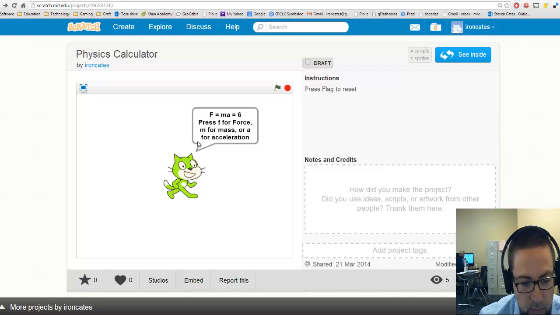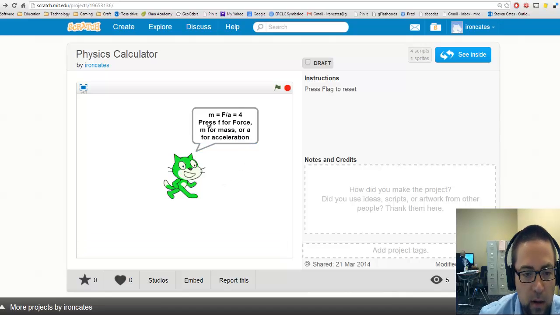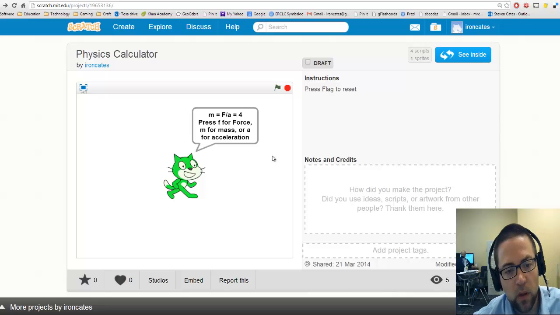And then I could do another thing. So how about this time I'll solve for the mass. So it asks what's the force. So the force will say 8. And the acceleration will say is 2. And now the mass is equal to the force divided by the acceleration. And that was 8 divided by 2, so it's 4.